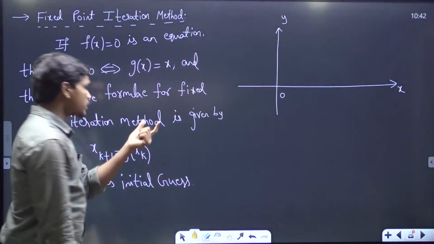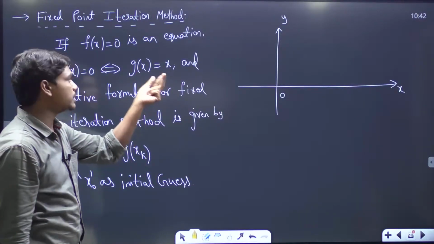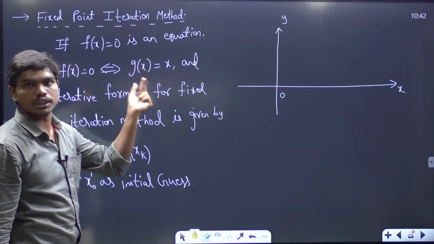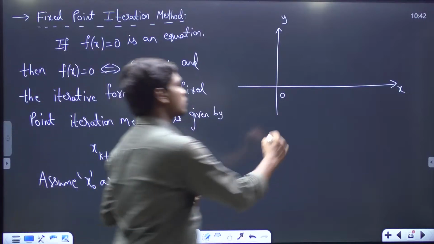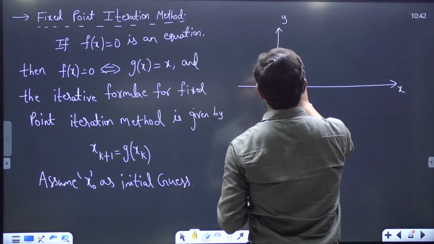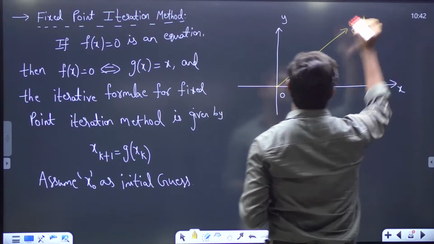If you see, these are two curves. G of x is one curve and x is another curve. So we have two curves in this: y is equal to x and y is equal to G of x. And we need to look for the point of intersection of these two curves, correct? So first of all, let us suppose we have drawn y is equal to x.